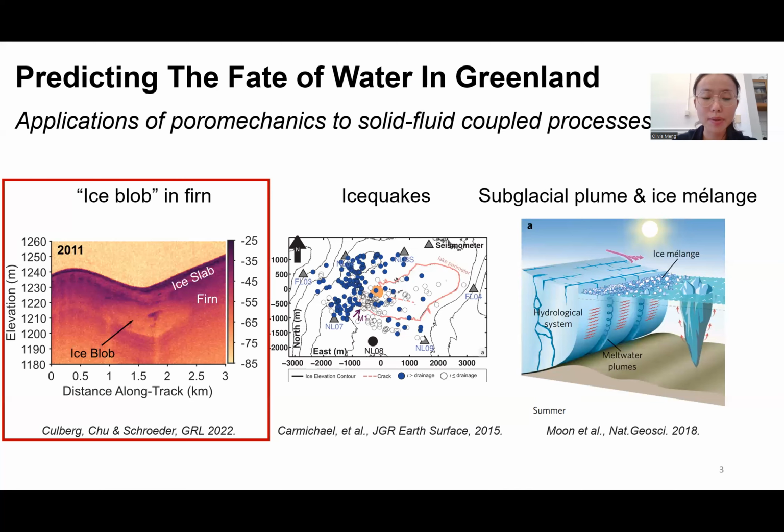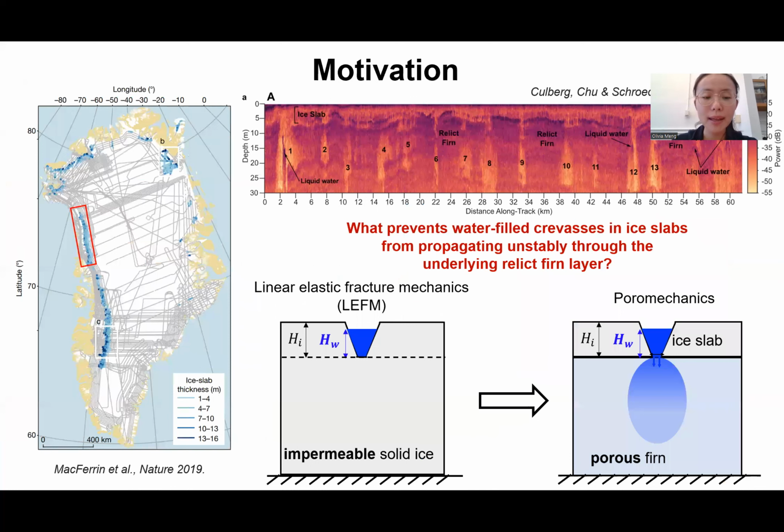The third example is to study the interactions between subglacial plume and ice melange, which has connected pore space and should be considered as porous material. Now let's focus on the first example.